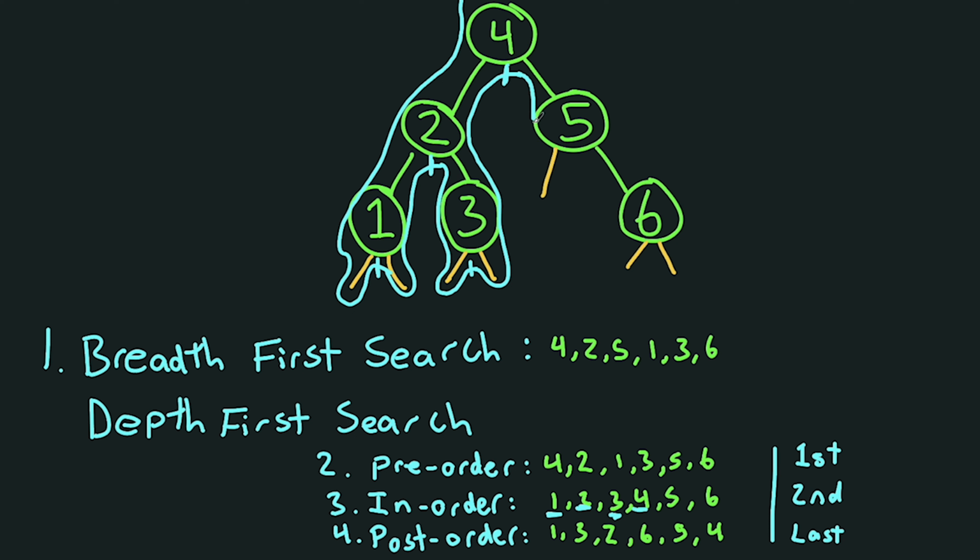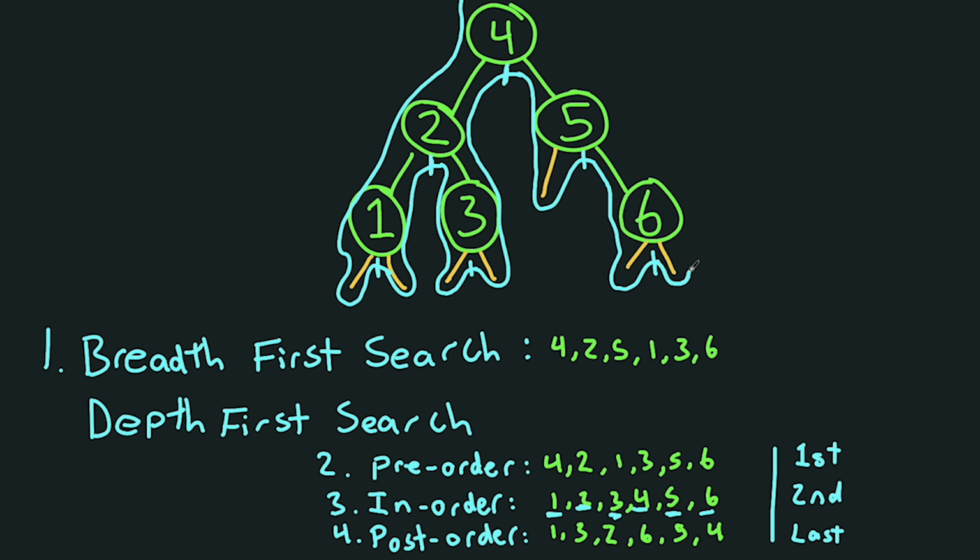We hit 5 for the first time. We go to 5's left child. We go back to 5. We process it. We go to 6 for the first time. We hit 6's left child. We go back to 6. Then we process 6. Then we continue on.